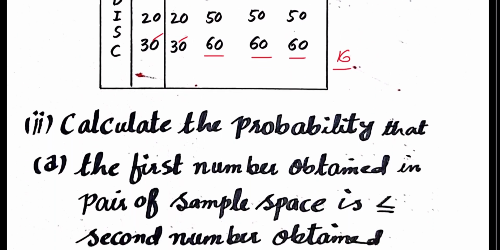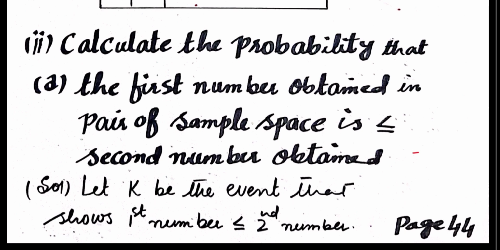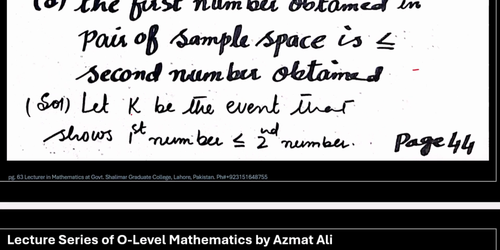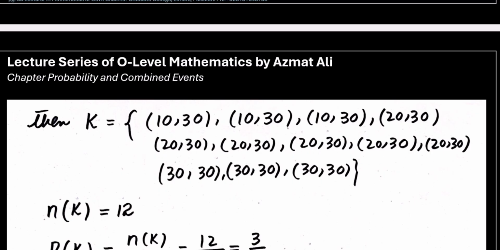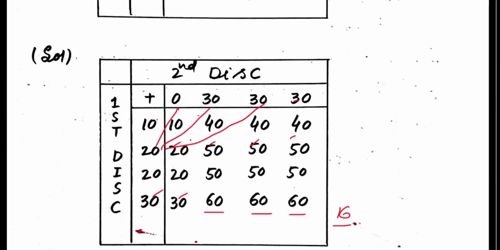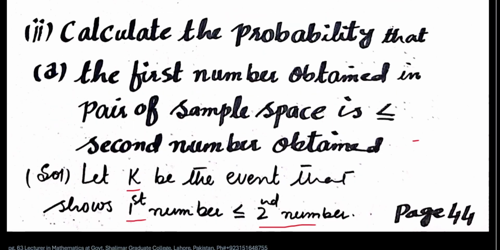Calculate the probability that the first number obtained in the pair of the sample space is less than or equal to the second number obtained. For your convenience, let K be the event that shows the first number is less than or equal to the second number. So the possible K's are, from the sample space, you can check that we have to find the pairs in which the first number is always less than or equal to the second number.